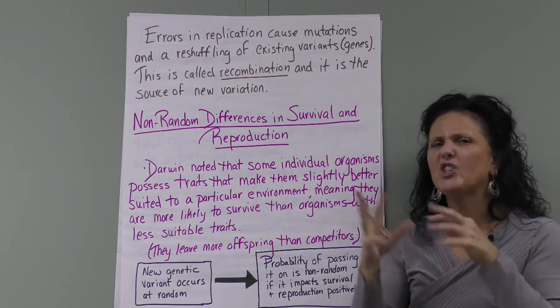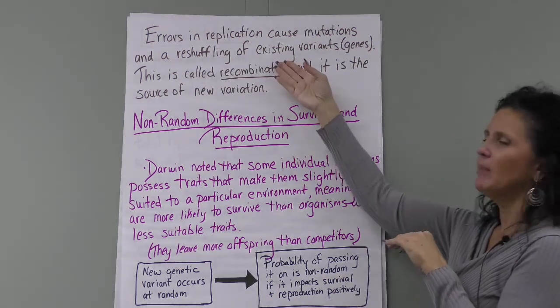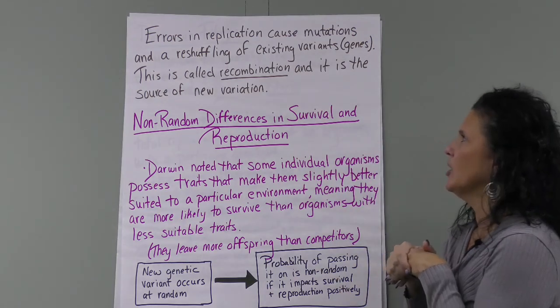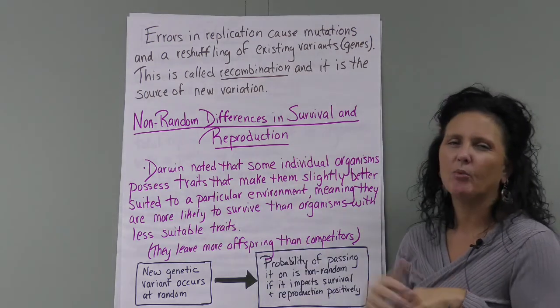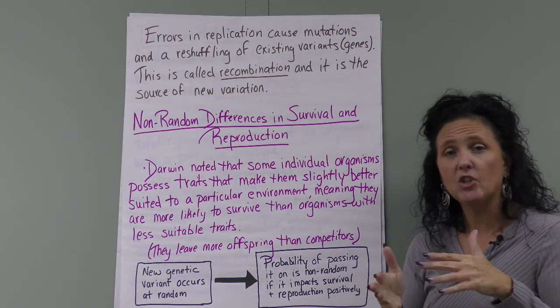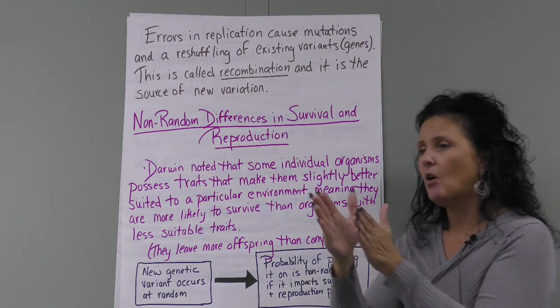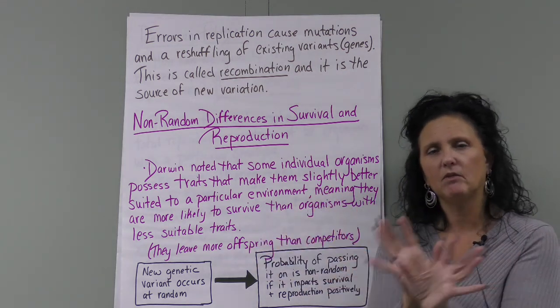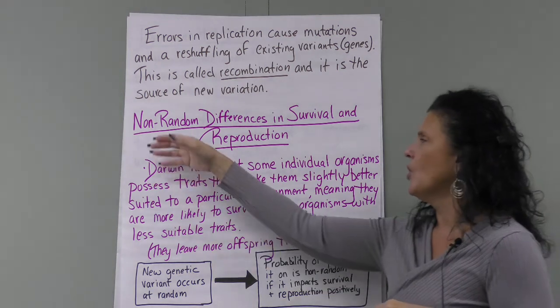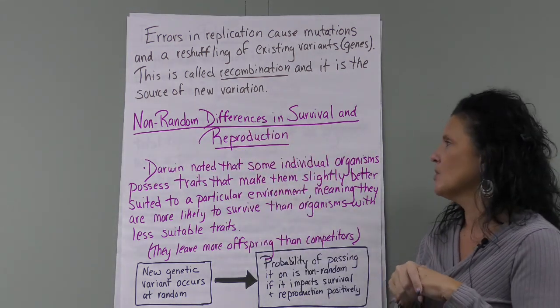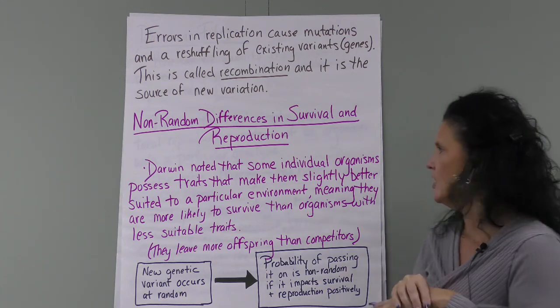And we also reshuffle those genes, and those give us existing variants. So we're changing the genes around a little bit. When we reshuffle them, that's called recombination. And it is the source of new variation as we change genes, because I told you genes code for proteins, right? And proteins are what make you, universally. So non-random differences in survival and reproduction are another source for a look at natural selection.